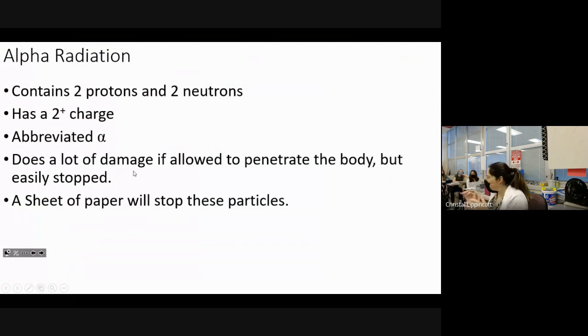Like, didn't have to do any surgery, nothing. I mean, it was that decayed and eroded. So lots of damage if it gets in, but typically, you know, you're pretty safe with this because you're probably not going to ingest this stuff.